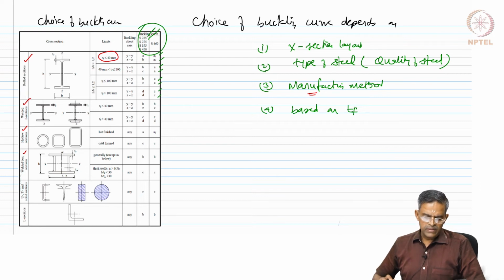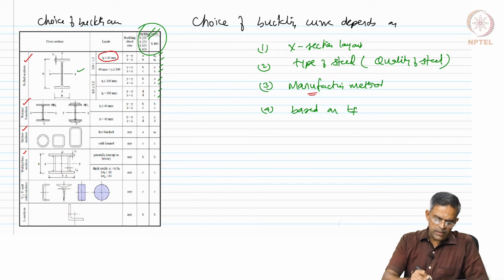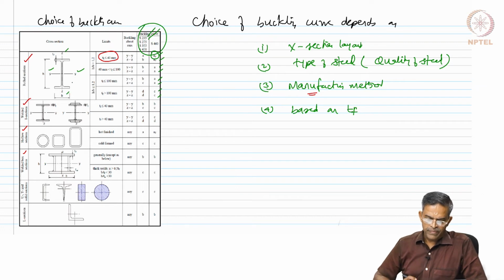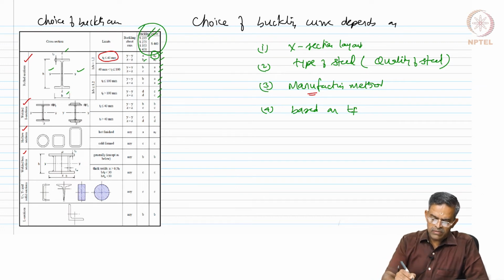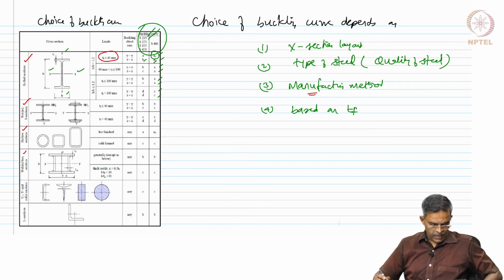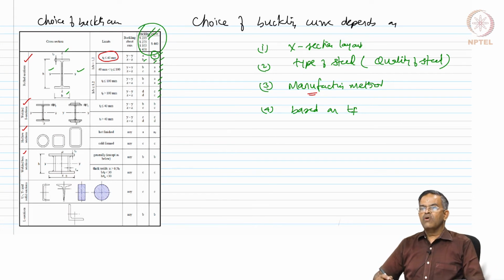Also remember friends, if it is buckling about major, then the curve choice is different. If it buckles about minor, then the curve choice is different. Of course, these curves are very close to each other for a larger value of lambda, but still there is a variation, and these all depend on experimental findings.